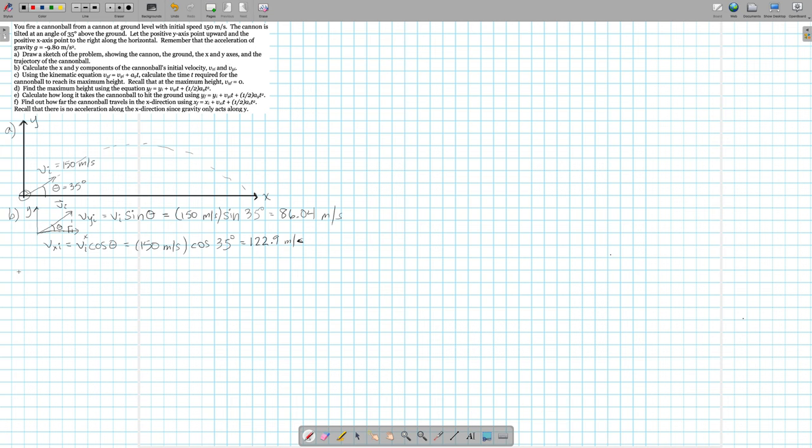Now you might notice that in the problem we are given like two significant figures. 35 degrees has two, 150 meters per second has maybe two or maybe three significant figures. And when I wrote these answers here, I had four significant figures. That's just because I'm trying to keep some extra digits for my intermediate calculations. When I get to kind of final calculations like part C or part F, I can round it to two sig figs.